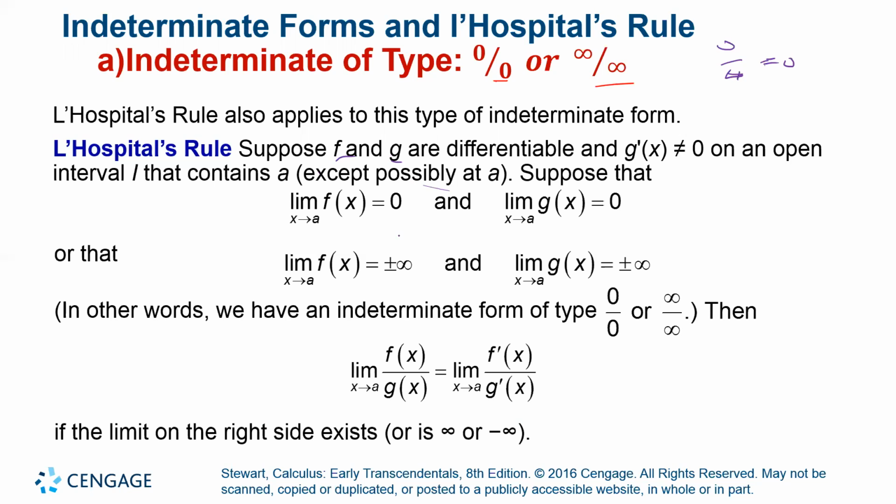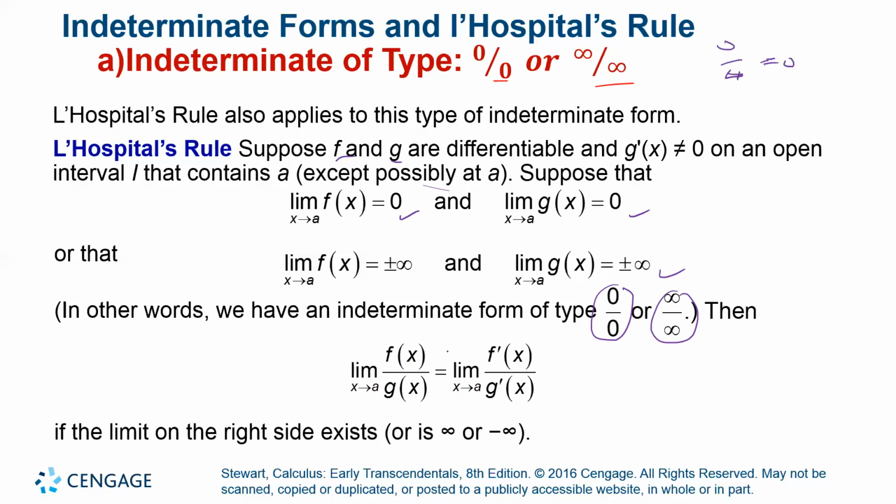Now, if the limit of f exists and the limit of g also exists, and both are 0, or the limit of f is either positive or negative infinity for both of them, then we can have this type. If you have the limit of f divided by g as 0 over 0, then we have this kind of form. Or if it is positive infinity over infinity, then you have this one.